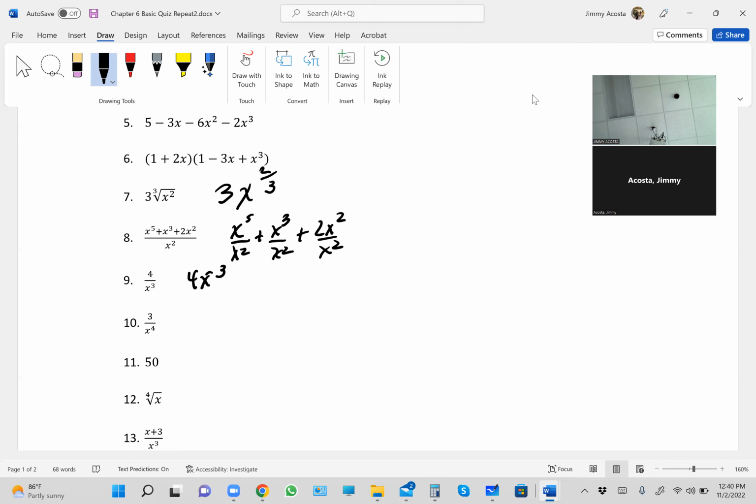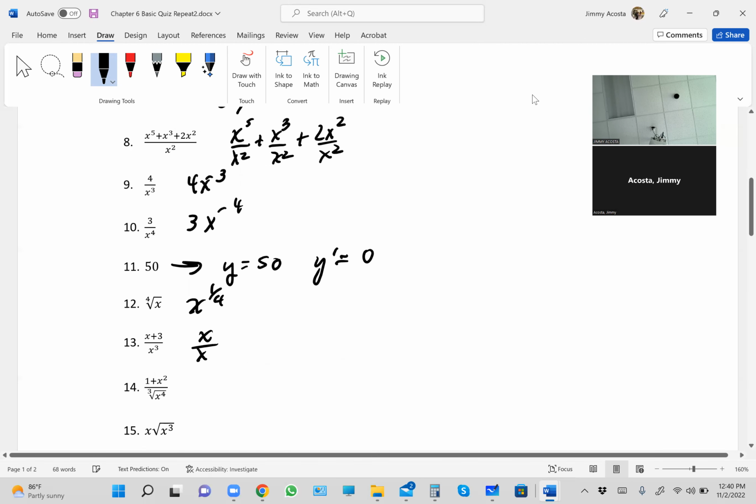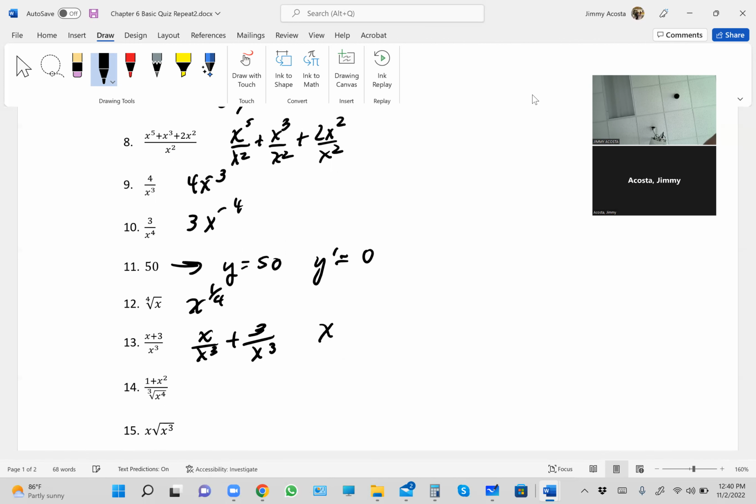All right, continue. 3x to the negative 4, right? What's the derivative of 50? What will be the derivative of 50? Yeah, the derivative here, if y equals 50, then y prime equals 0. This is x to the 1/4, so get the derivative. This one here is x over x to the third plus 3x to the third, right? You write it as x to the negative what? 2 plus 3x to the negative 3, and then you do your derivative.